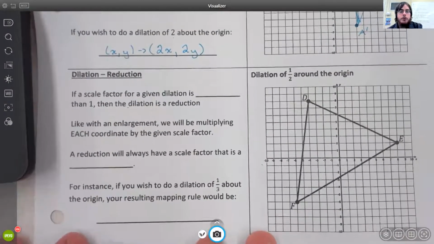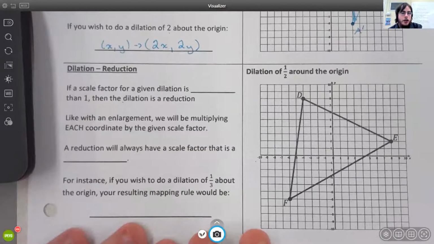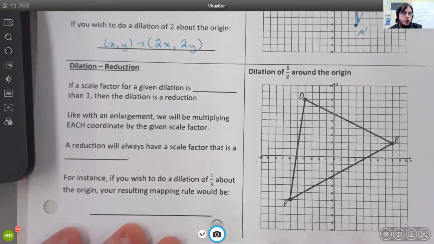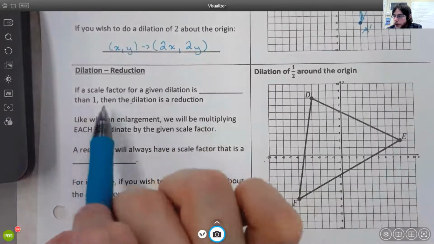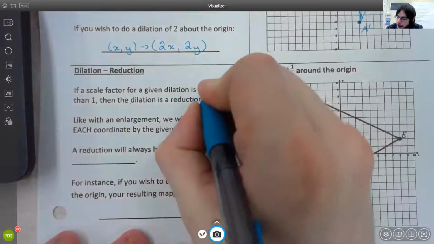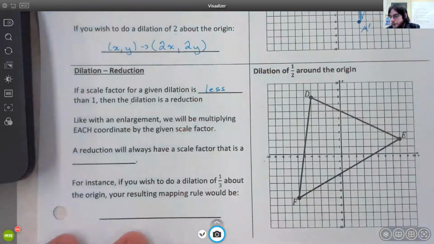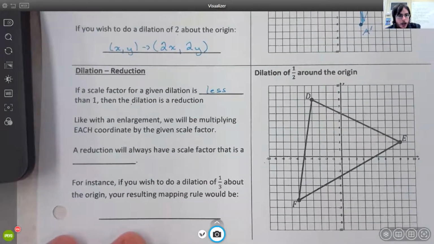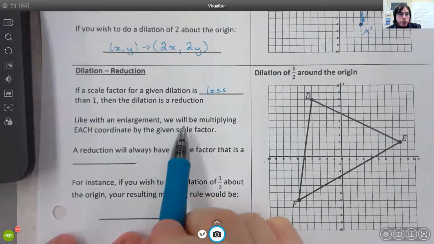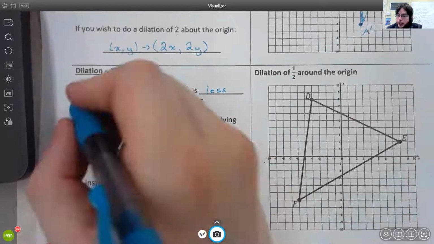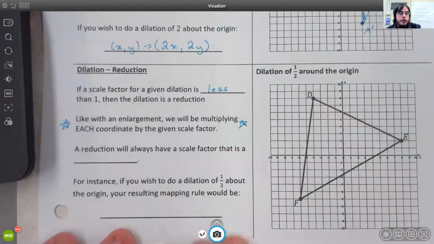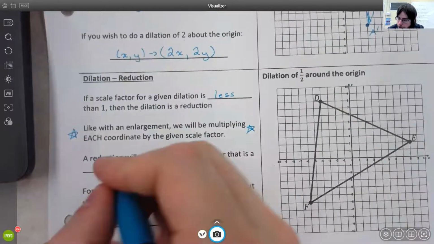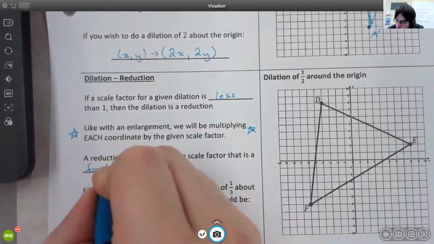So let's look at a reduction. An enlargement was a scale factor greater than 1. A reduction is when the scale factor for a given dilation is less than 1. Like with an enlargement, we will be multiplying each coordinate by the given scale factor. That's important. And a reduction will always have a scale factor that is a fraction or decimal.